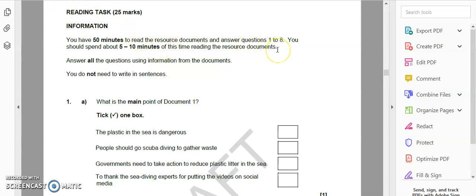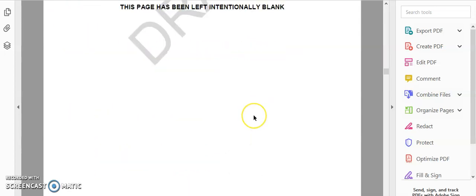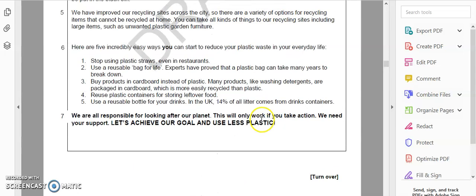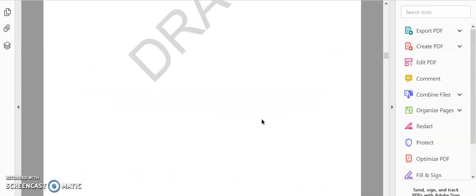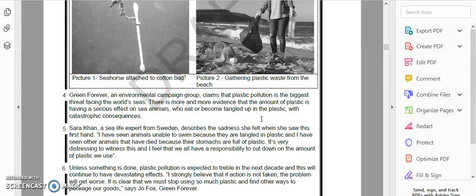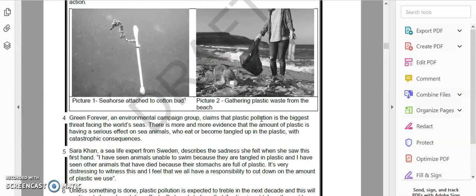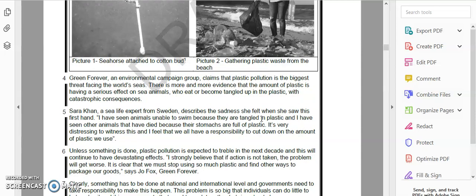Now, you'll see here in the start instructions, you're given you should spend about 5 to 10 minutes reading the source documents. This is really important. You want to have an idea of what these documents contain. Okay? So what I'll do now is I'll stop talking. You pause this video and spend 10 minutes reading through these source documents.